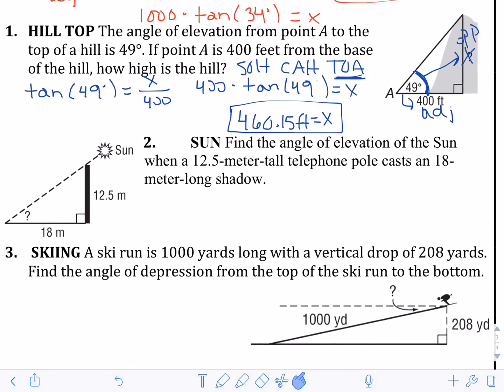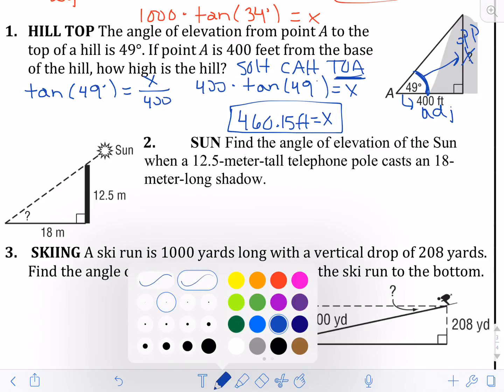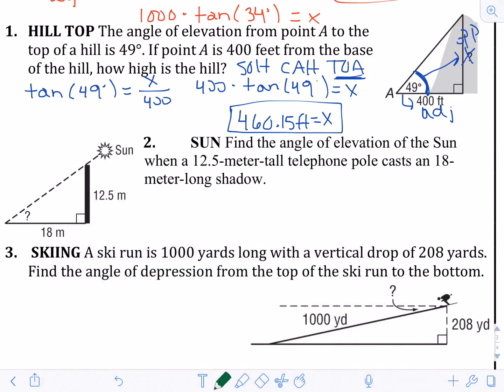Okay, all right, we have 2 more left, and I think that's it. So here we go. Find the angle of elevation. So we're trying to find this angle. So anytime you have to find the angle, this is going to be our inverse. It says of the sun when a 12.5 meter tall telephone pole casts an 18 meter long shadow. So what we're going to do is see the relationship with our sides. So this is opposite. This is adjacent. So again, we get to use tangent.